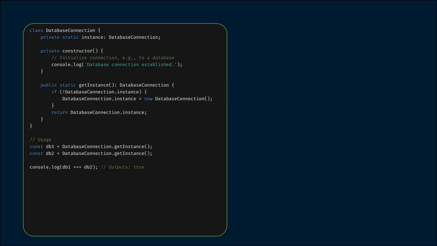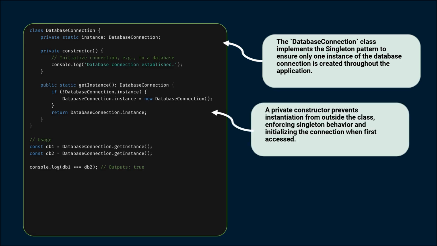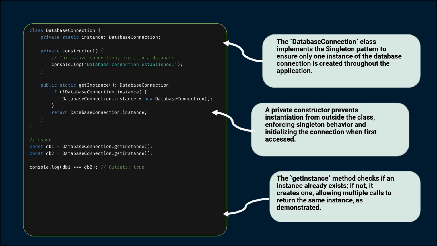Now let's take a look at how to implement the Singleton pattern in TypeScript with the database connection class. This class is designed to ensure that only one instance is created by making its constructor private, which prevents direct instantiation from outside the class. Instead, the class provides a static method called getInstance. This method checks if an instance already exists. If not, it creates a new instance, establishing a database connection, which is indicated by a console log message.